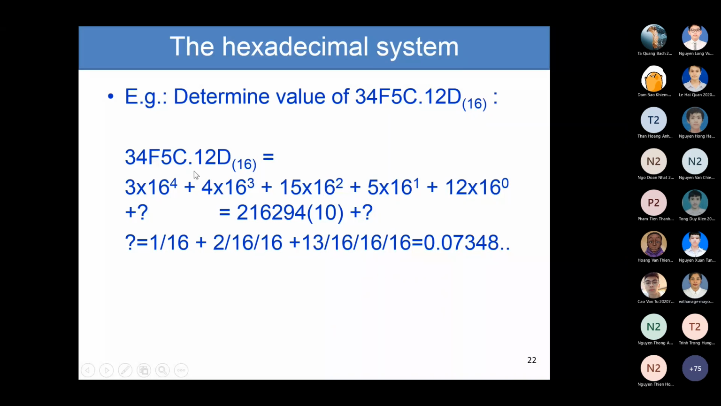And here, for example, the digit D has index -3, right? And D equals 13. So here we have 13 multiplied by 16 to the power -3. It means 13 divided by 16 three times. So in this way, you can determine the value of this number in the decimal system. Okay.